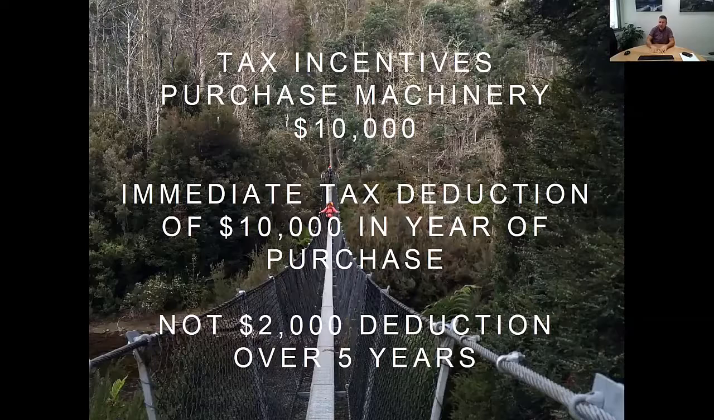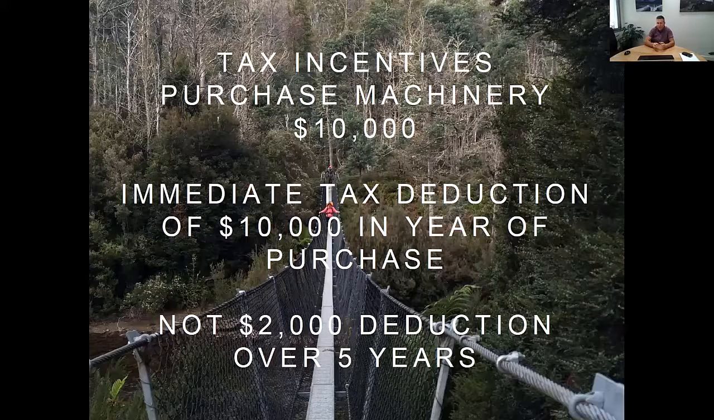So then the government will announce a tax incentive. If you buy this machinery before the 30th of June 2020, $10,000 will give you an immediate tax deduction of $10,000 in the year of purchase. So what does that do? That effectively gives you a tax depreciation of $10,000. It doesn't really change the nature of the accounting or the business fundamentals, but it does give you a tax incentive to buy that piece of machinery by certain dates.